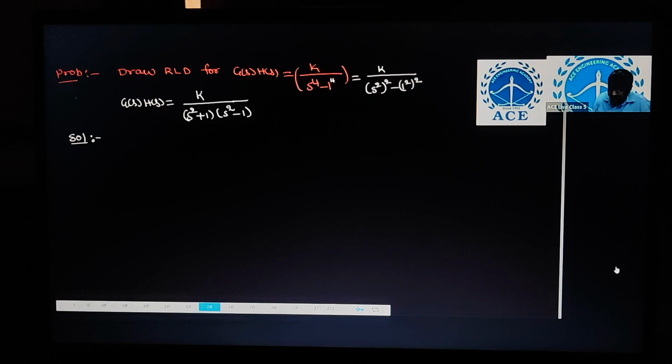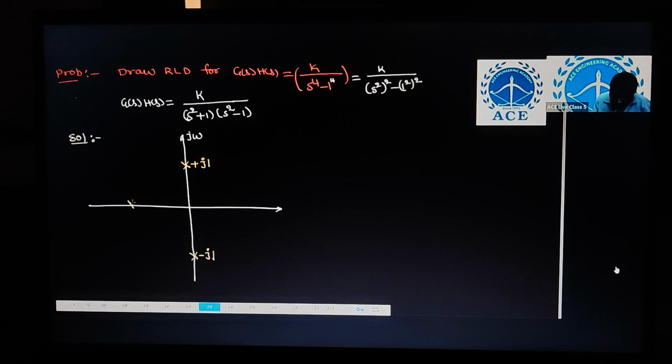Represent the poles. Come on, where are the poles? One pole at plus j1, another pole at minus j1, one pole at minus 1, one pole at plus 1. Here there exists a root locus branch. This is the real axis.